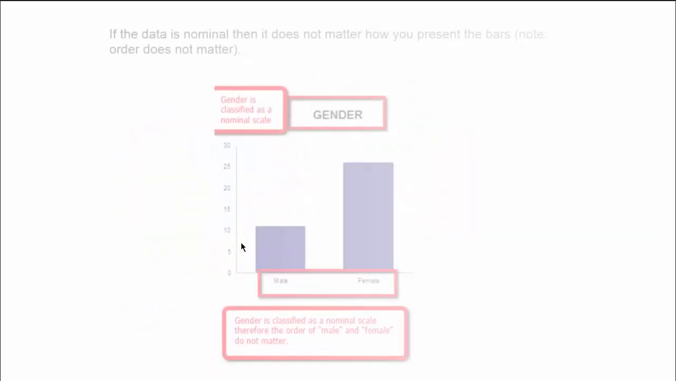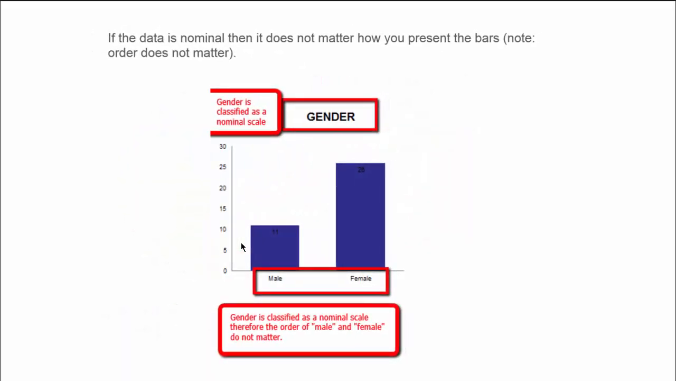And in the case of very simple dichotomous or binary categorical variables such as male and female, the choice is obvious. You present it as bar charts and the frequencies go on the y-axis.